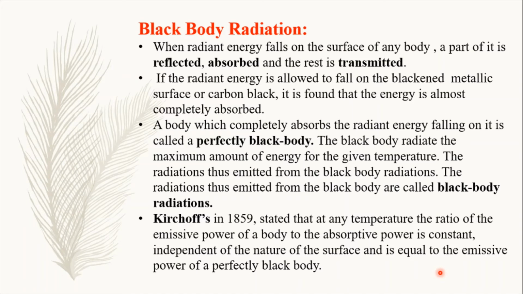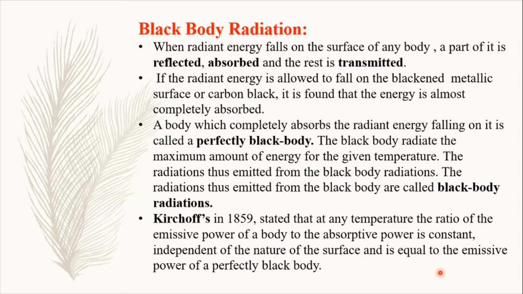The next topic is black body radiation, which is a key topic in quantum mechanics. So what is black body radiation? When radiant energy falls on the surface of any body, what happens? Either it gets reflected from that body, or that body absorbs the radiation, or it transmits the radiation. These are the three things a body can do when it comes in contact with radiant energy: it reflects it, absorbs it, or transmits it. Okay.